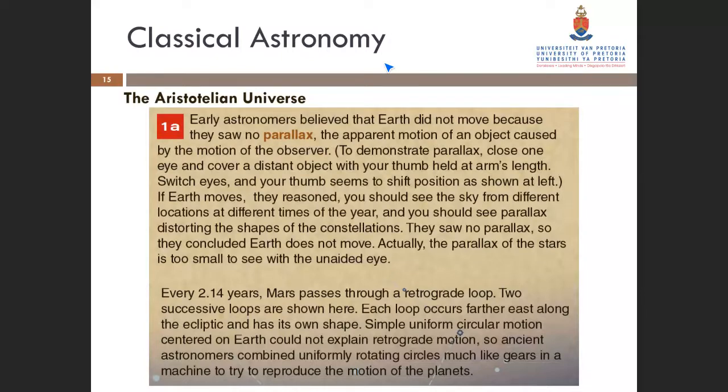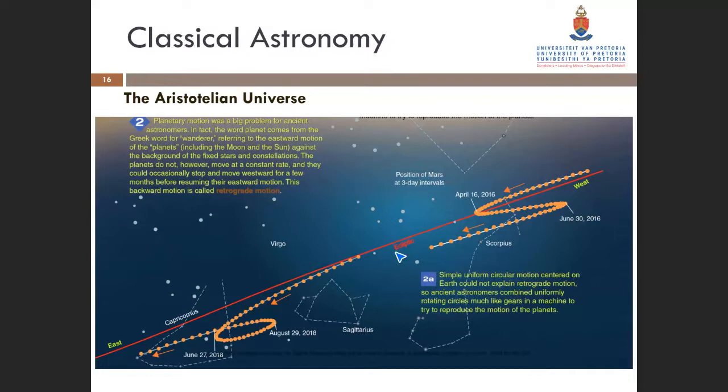So every 2.14 years, Mars passes through a retrograde loop. Two successive loops are shown in a figure we're going to look at now. Each loop occurs further east along the ecliptic and has its own shape. Simple uniform circular motion centered on Earth could not explain retrograde motion. So ancient astronomers combined uniformly rotating circles, much like gears in a machine, to try to reproduce the motion of the planets. So what is meant by retrograde?